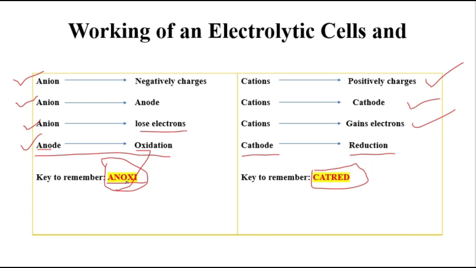From this key of anoxy, we can say that oxidation always takes place at the anode. And in the context of the cathode, there are three letters, CAT. And in the context of reduction, there are also three letters, RED. So the key will be cat, red. Cat stands for cathode and red stands for reduction.